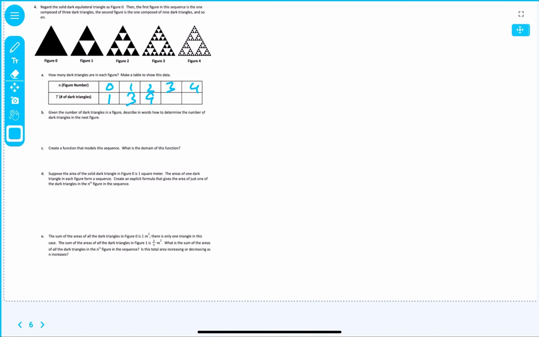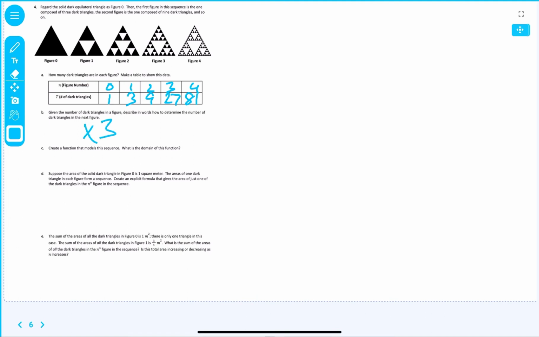Just multiply by 3. 27. And what's 27 times 3? 81. There we go. Now it says, given the number of dark triangles in a figure, describe in words how to determine the number of dark triangles in the next figure. Well, what did we do? We simply multiplied times 3.